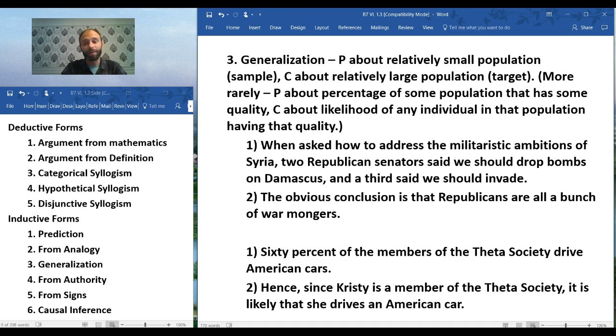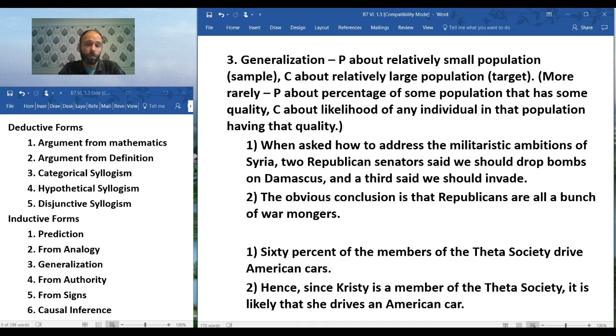As we'll talk about in the next section, a sample size of 3 when you're drawing a conclusion about millions of people is not going to be a large enough sample to justify this conclusion. But this is just to show you the way an argument by generalization works, going from a smaller sample size to a larger general population. Now, we can't be sure that the general population will have exactly the same qualities as the smaller sample. So this is why generalizations are inductive arguments.